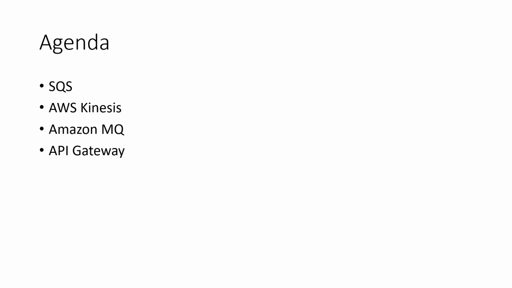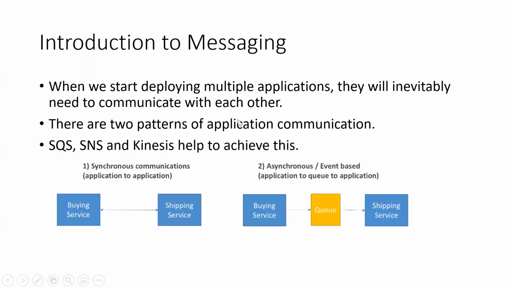Then we have Kinesis, which is for real-time streaming of our data from 4 different sources. We'll discuss all 4 sources, and we'll talk about one of the lab exercises of Kinesis. Then we'll talk about Amazon MQ, which is again one messaging service. And then we'll talk about API Gateway, where we'll see how we can create REST APIs in Amazon, and how we can deploy that API with the help of a Lambda function.